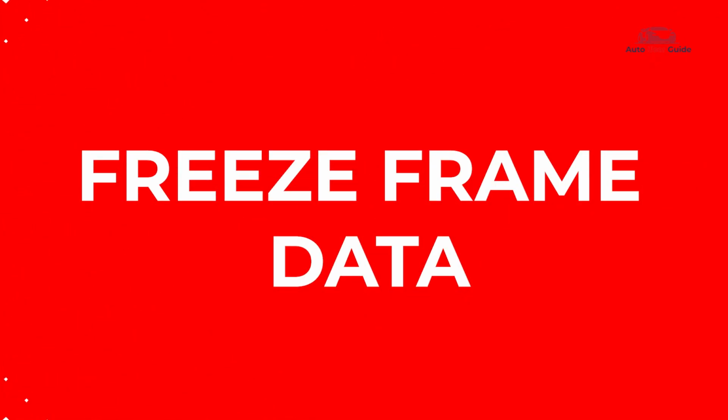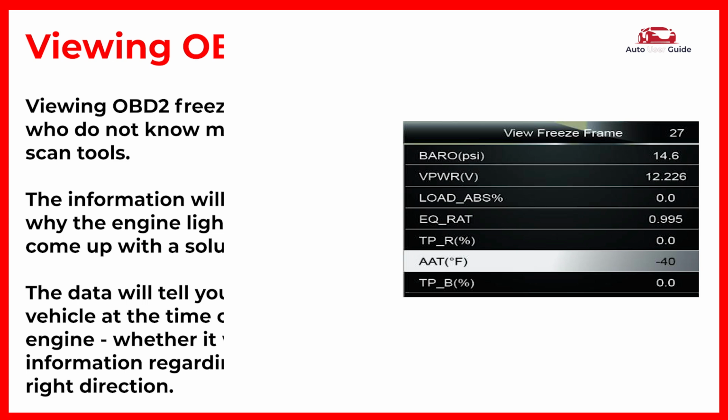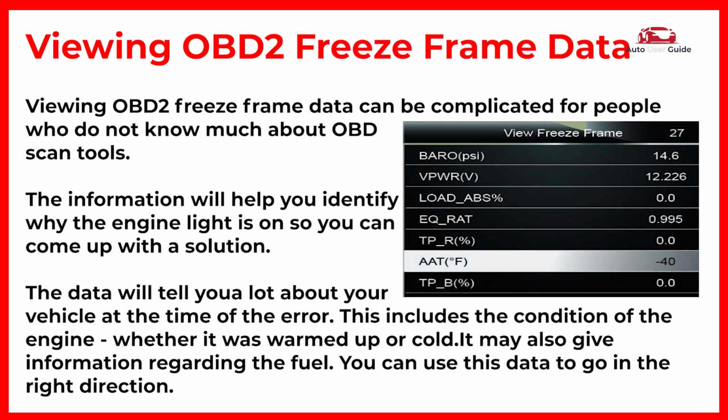What is freeze frame data? In simple words, when a vehicle's computer detects a fault and triggers the check engine light, it records freeze frame data. This data is a snapshot of various sensors and components to help identify the problem's cause. In some cases, it's required by law to store emission-related details. Viewing OBD2 freeze frame data.